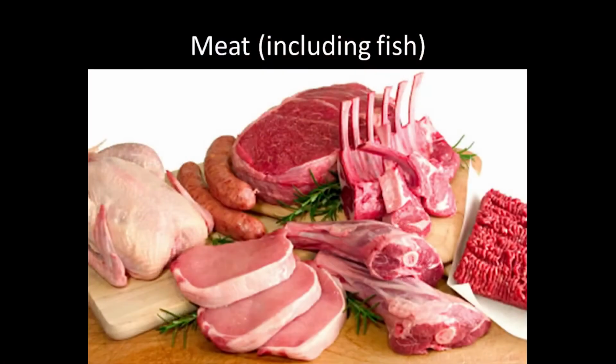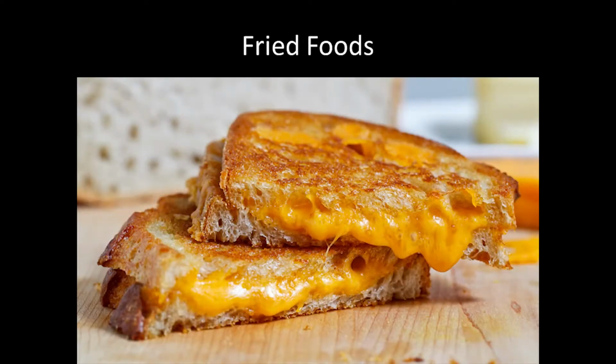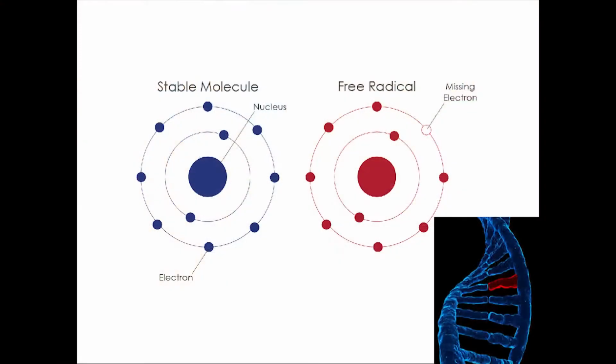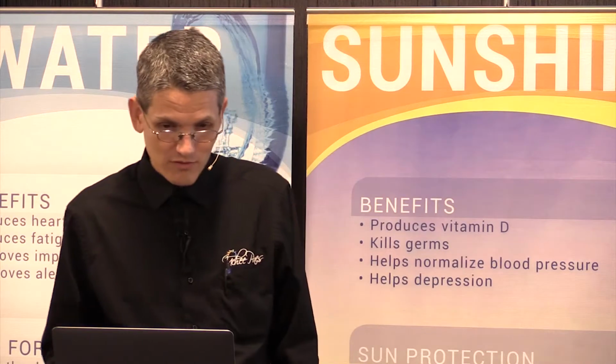So you have highly refined foods, you have meat, including fish, and you have flesh and dairy products as well. And you have all of these nice fried foods. Oh, so yummy. And what do all of these have in common? You love them, but they don't love you. You love them and they don't love you back. That's right. All of these are oxygen-free radicals.